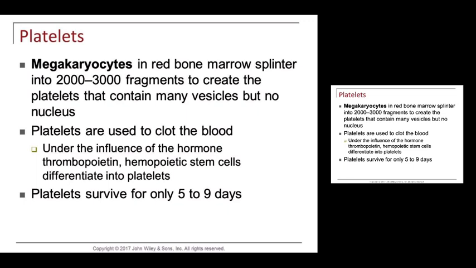Megakaryocytes in the red bone marrow splinter into 2,000 to 3,000 fragments to create platelets or thrombocytes. The platelets are used to clot the blood, and they contain many vesicles but no nucleus. Okay. Let's see what else here. The platelets are under the influence of the hormone thrombopoietin. Kind of looks like erythropoietin. And platelets can survive for only 5 to 9 days.